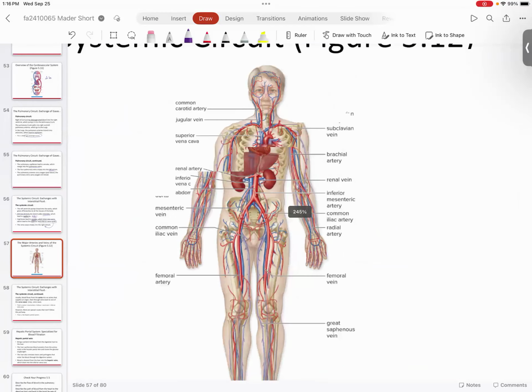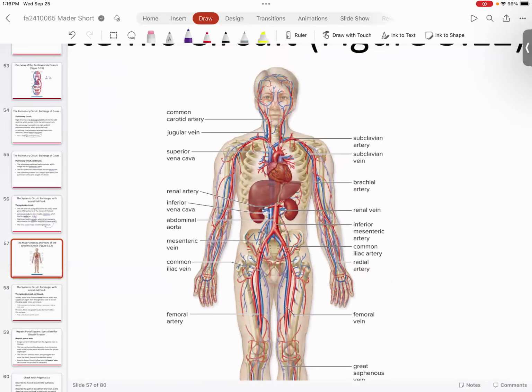So this is kind of what it looks like throughout the rest of the body. You can see how you don't just have the central vasculature, but you're delivering arterial blood to the tissues throughout every nook and cranny of your body. And then you're collecting that blood up from the tissues, heading it back to the heart.